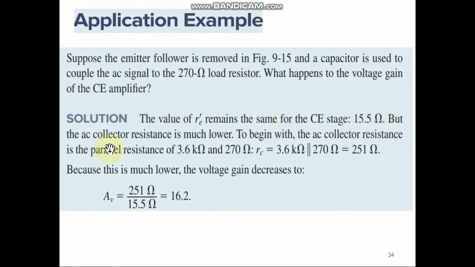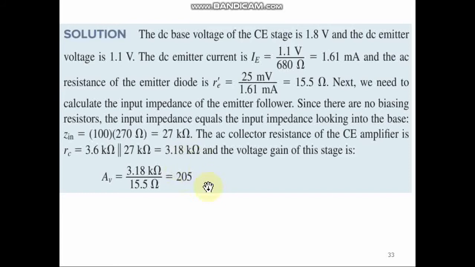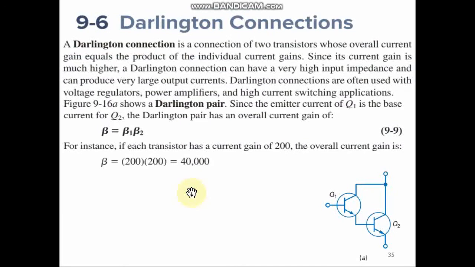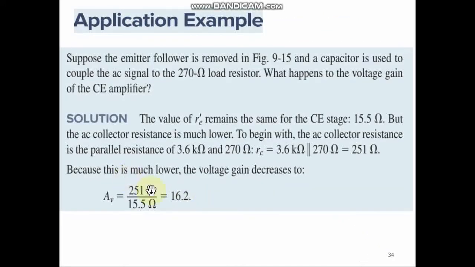RE dash is 15.5 ohm, but the AC collector resistance is much lower. The AC collector resistance will be 3.6k parallel with 270 ohm, so it will be 251 ohm. Because of this, your voltage gain is 251 ohm upon 15.5 ohm, only 16.2. Initially it was 205, but now it is only 16.2. So what we see here is that if we directly connect a low load resistance, only 270 ohm, then our voltage gain is compromised.